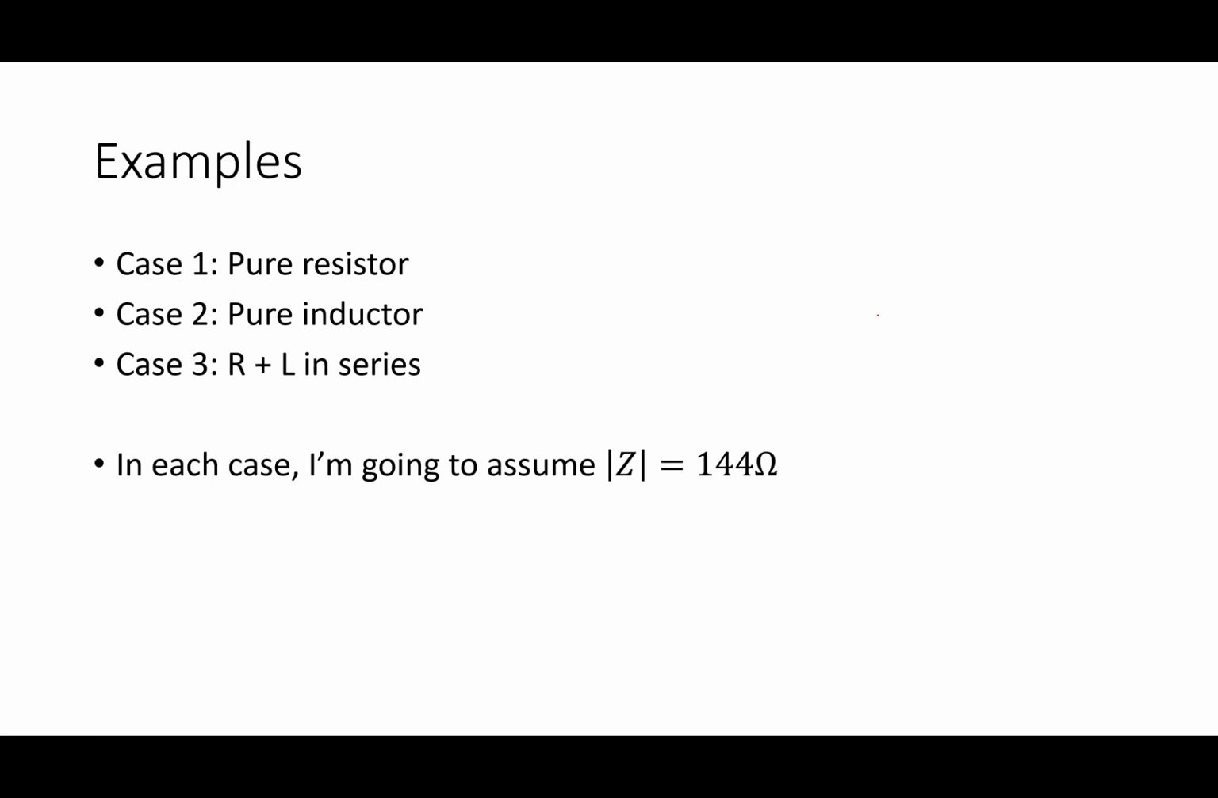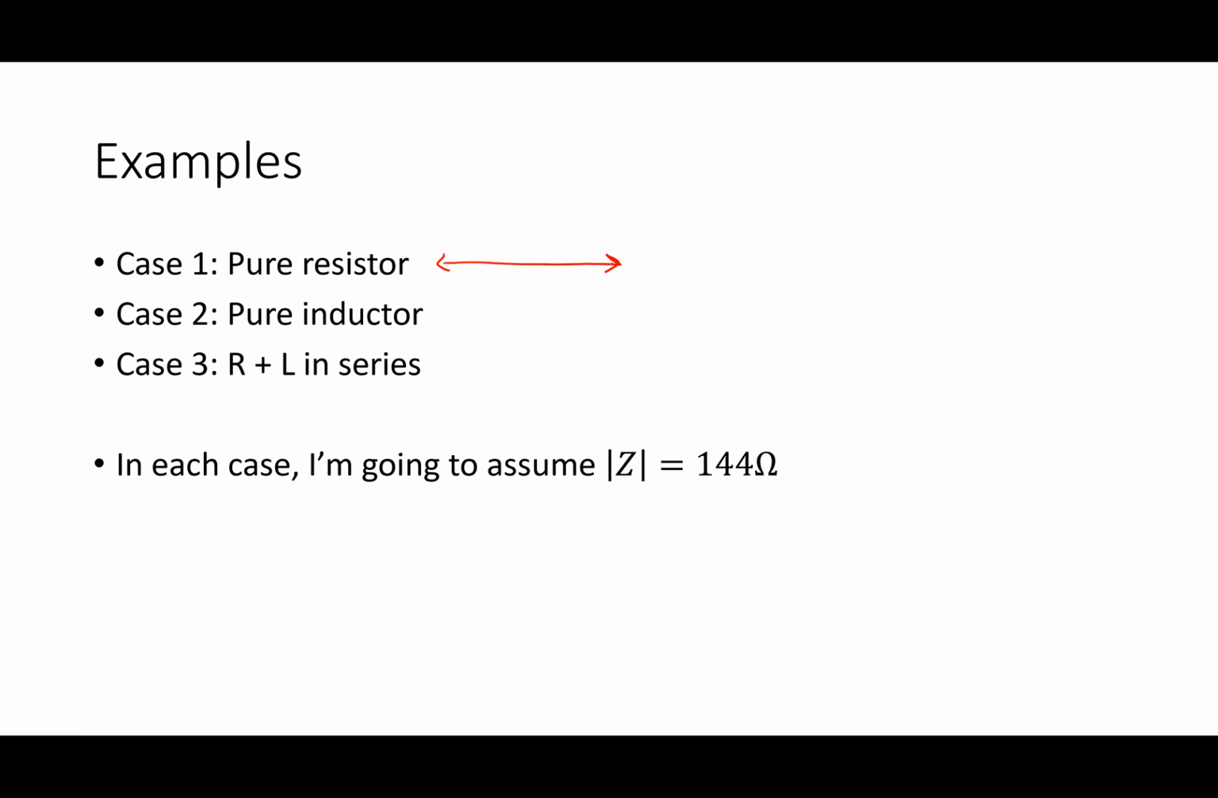So without going too far, in the case of a resistor, what should be true about the voltage and the current if I have a pure resistor of 144 ohms? How do they look? What's their phase relative to each other? Their phase shift is 0. Should there be any Q for this guy? There should be no Q.